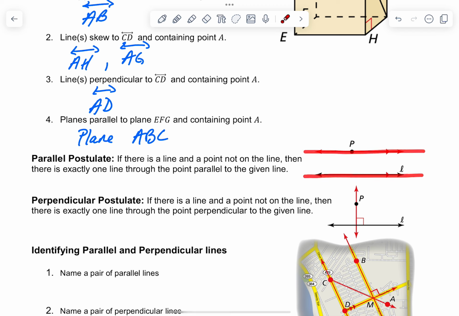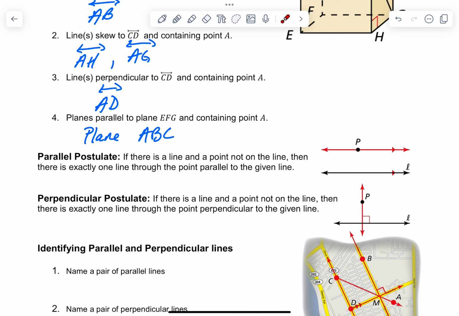that's going to go through P and be parallel to L. And if we think about that, that makes sense, because parallel means that the distance between these lines has to be equal in all places. They have the same slope. There's only one possible line.